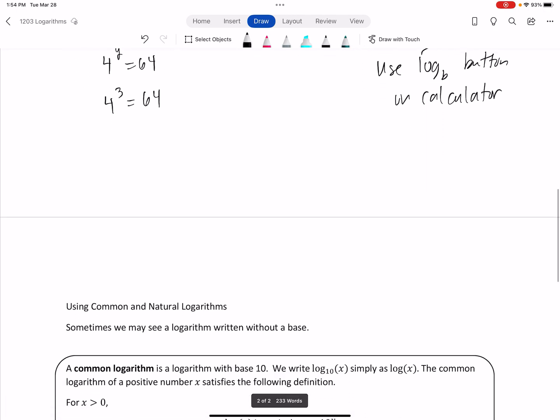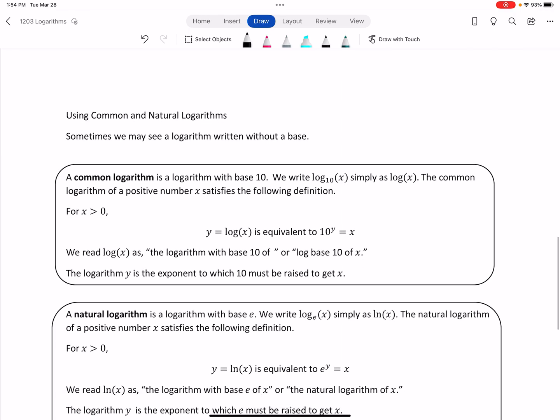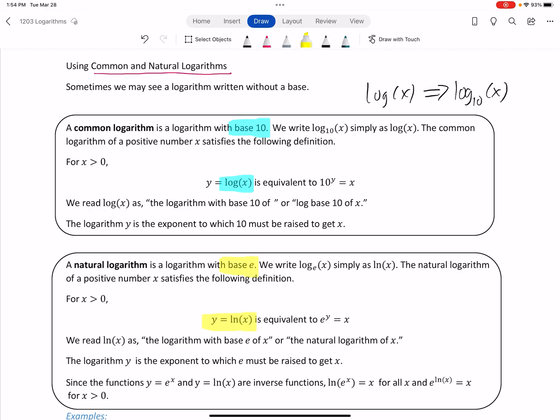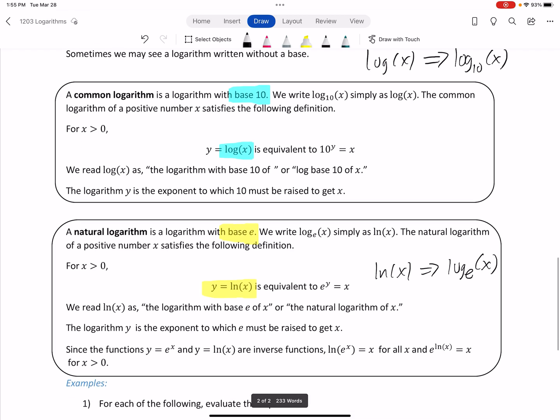Okay, so two kinds of logarithms that appear a lot are the common logarithm and the natural logarithm. We have special symbols for these. The common logarithm is a logarithm with base 10, and we write it with just log x. We don't put any number down there, okay? So when you see something that says log x, what it really means is log base 10 of x. The other one is the natural logarithm, and that's base e, so ln of x. When you see ln of x, what it really means is log base e of x. But these are special buttons on your calculator. There's one that says log, there's one that says ln. You don't have to use that log base button when you're evaluating these.